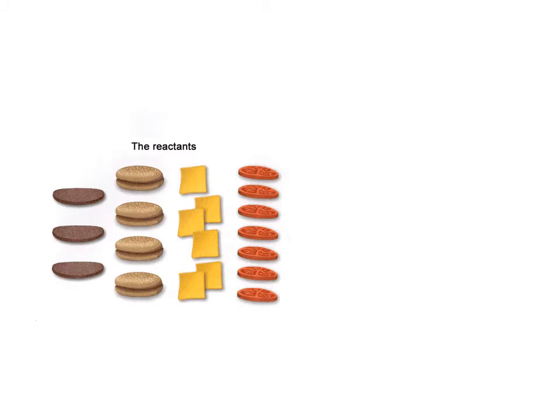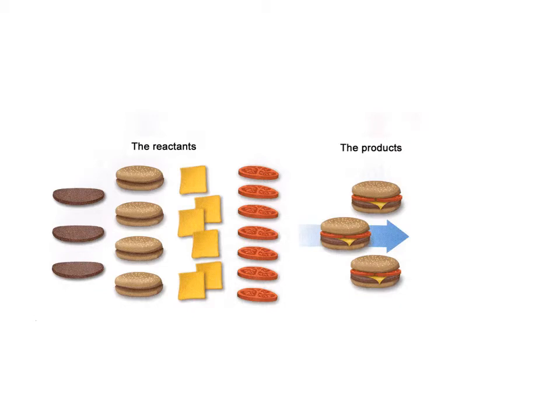All right, so let's say we're making burgers. We have 3 pieces of meat. We have 4 pairs of buns, 6 slices of cheese, and 7 slices of tomatoes. And that provides us with enough ingredients to make 3 burgers.